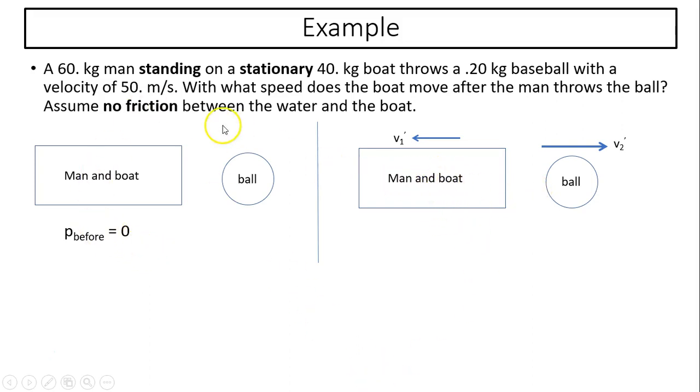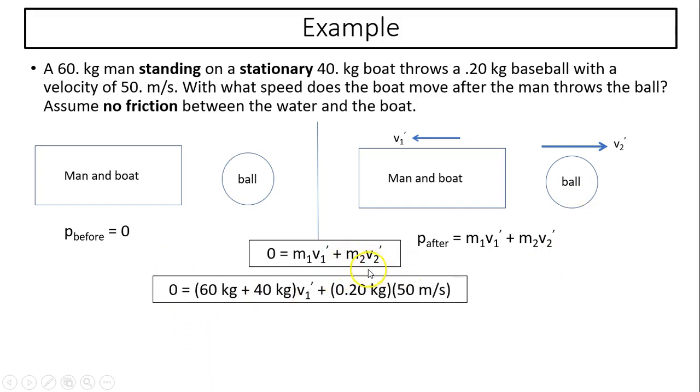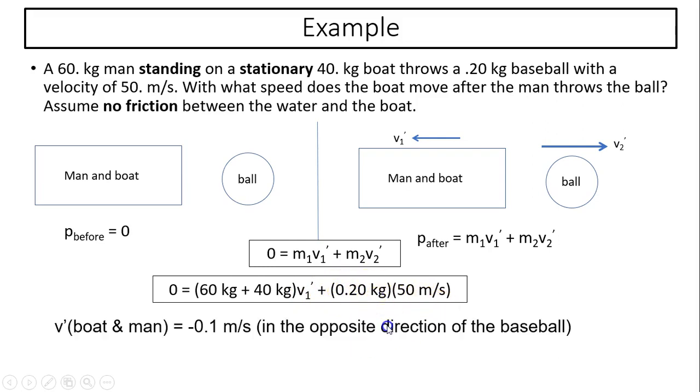After, when the man throws the ball, the ball moves in one direction, but the man and the boat have to move in the other direction in order for the total momentum to be conserved. So after is the mass of the man and boat times v1 prime, plus m2, the mass of the ball, times v2 prime. The total after has to be 0. Simply substitute the numbers. The man and the boat is 60 plus 40 kilograms times v1 prime equals the ball's mass times its velocity. So you solve for v1 prime, the man and the boat, and it equals negative 0.1.